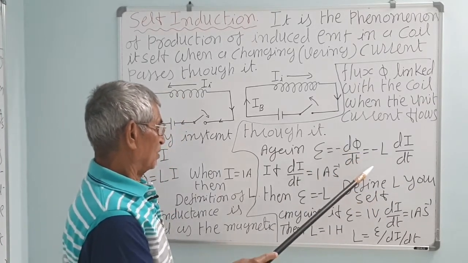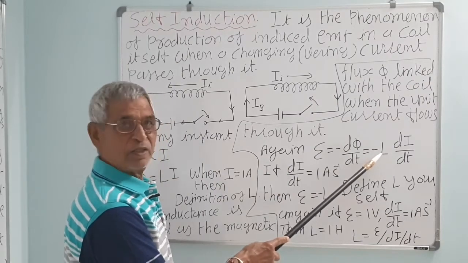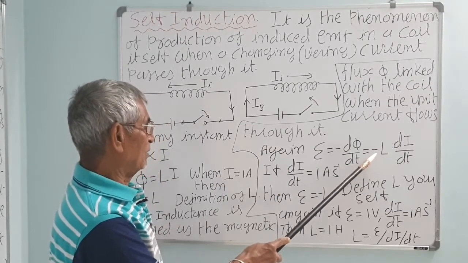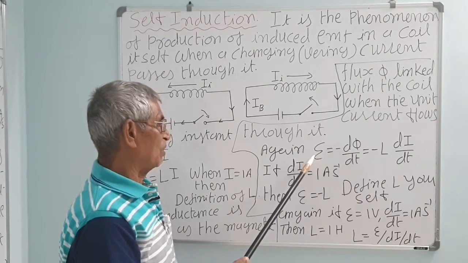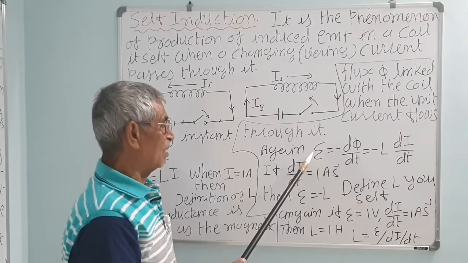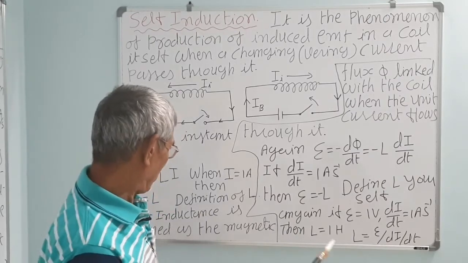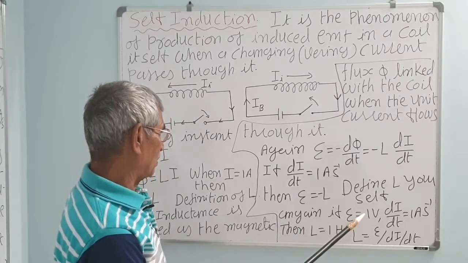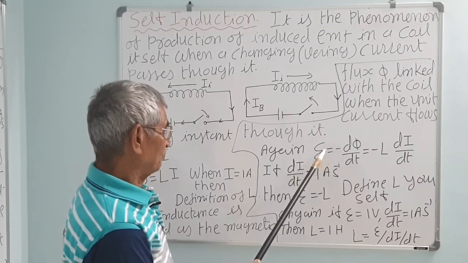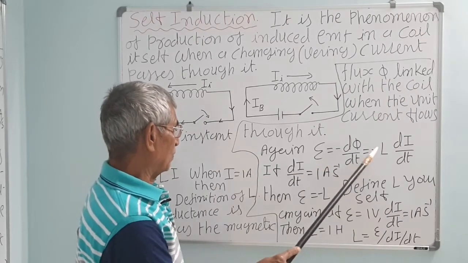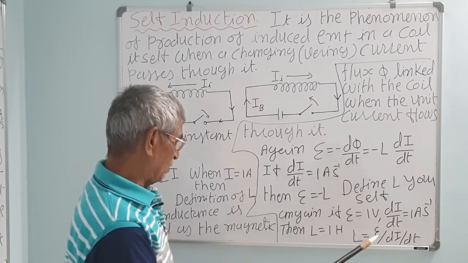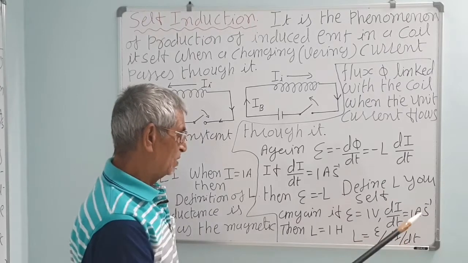The self-inductance of a coil is defined as the magnitude of the induced EMF produced in the coil itself when current changes at the rate of 1 ampere per second in the coil itself. Again, L is equal to E upon di/dt.